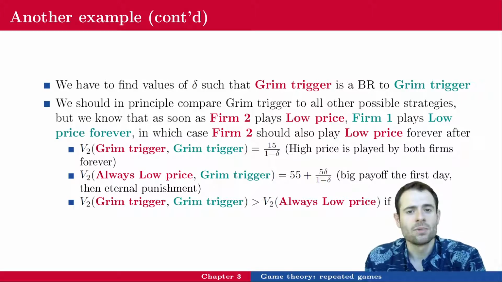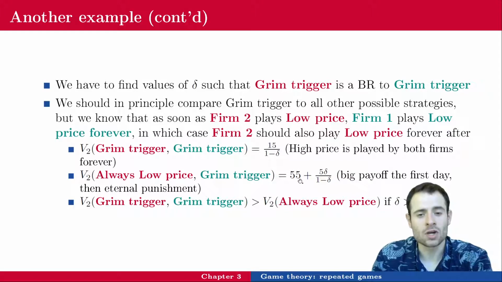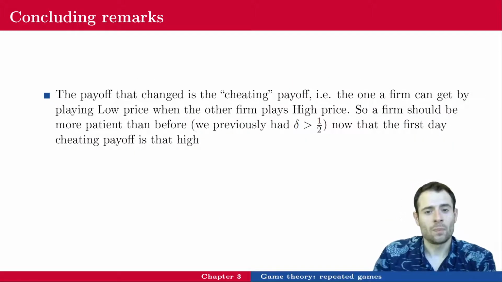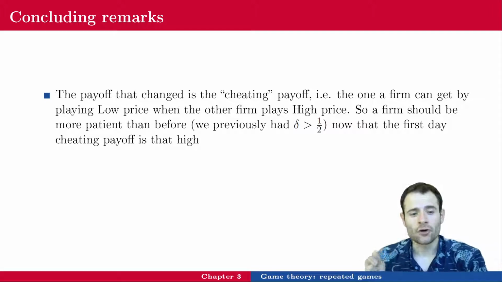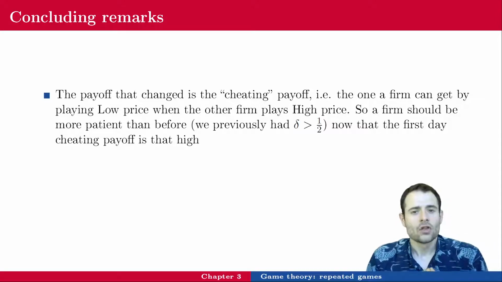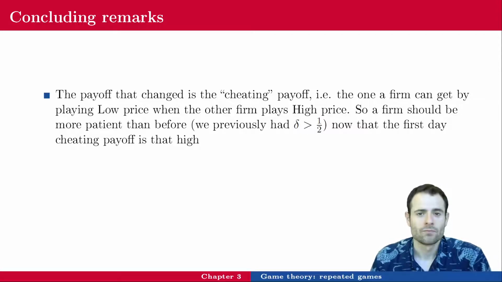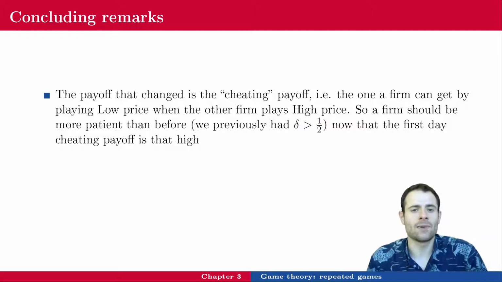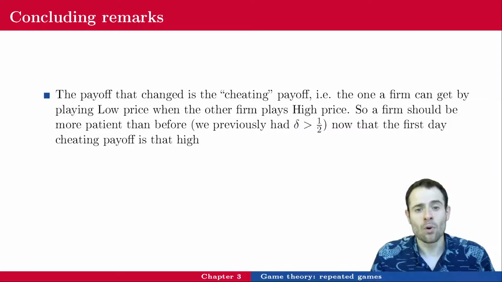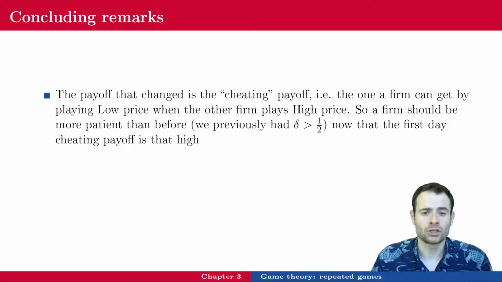Do you remember the number we found before when the payoff wasn't 55, but it was 25? The delta was 0.5. So the payoff that changed is the cheating payoff, the one that a firm can get by playing low price when the other one plays high price. So since the payoff by cheating today is higher than before, the player, the firm, needs to be more patient, needs to care more about the future to cooperate. Otherwise, it says, the payoff today is way too good. I don't care about eternal punishment because of the money I can make today. So, if the cheating payoff is higher, players need to be more patient, they need to care more about the future if you want cooperation to be sustained.